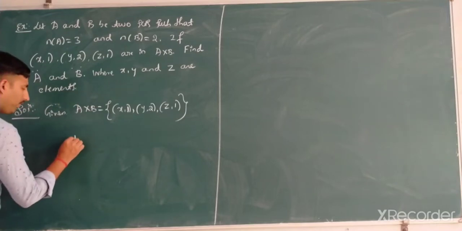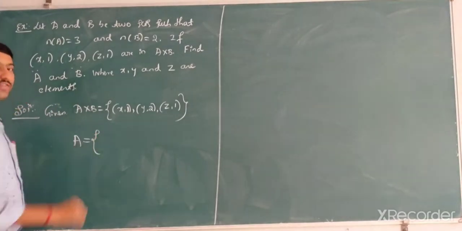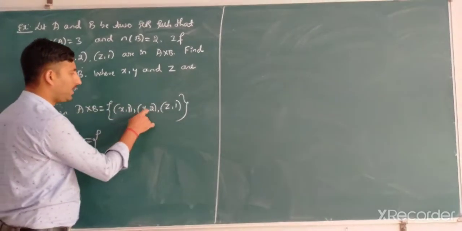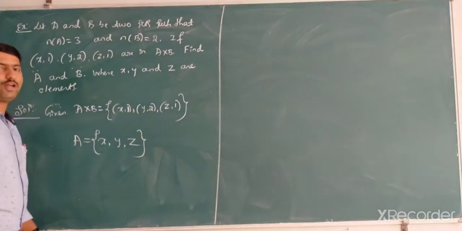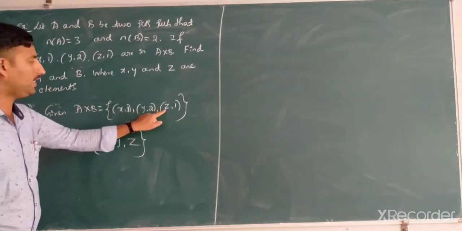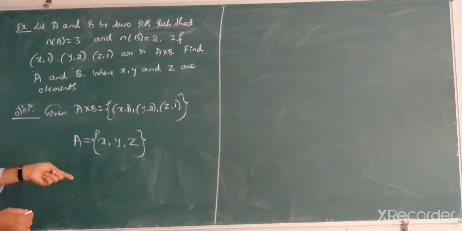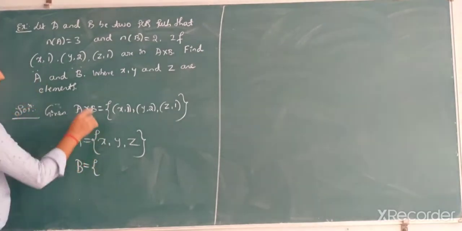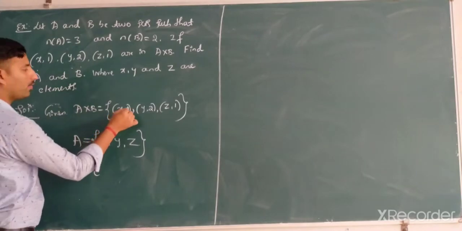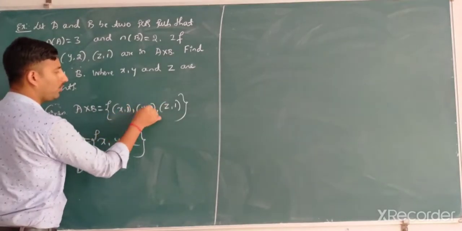What is the meaning of A? A is nothing but the set of first components: x, y, z. Correct? So the first components are nothing but x, y, z. After that, what about the value of B? B is nothing but the set of second components: 1, 2, 1.